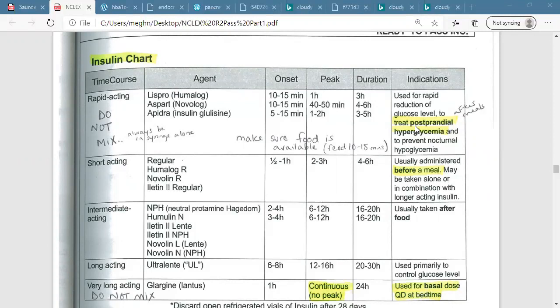So basically, rapid acting insulin, as I said, do not mix with other insulin. Better to give it alone. The peak is 30 to 90 minutes, or 1 hour, and onset is 10 to 15 minutes. And I said we give it to the patient 15 minutes before the food or meal.